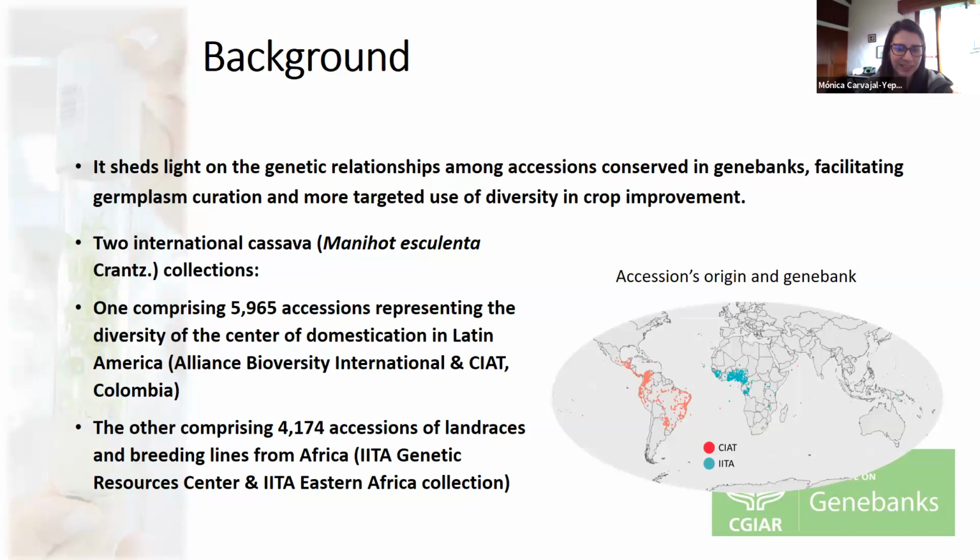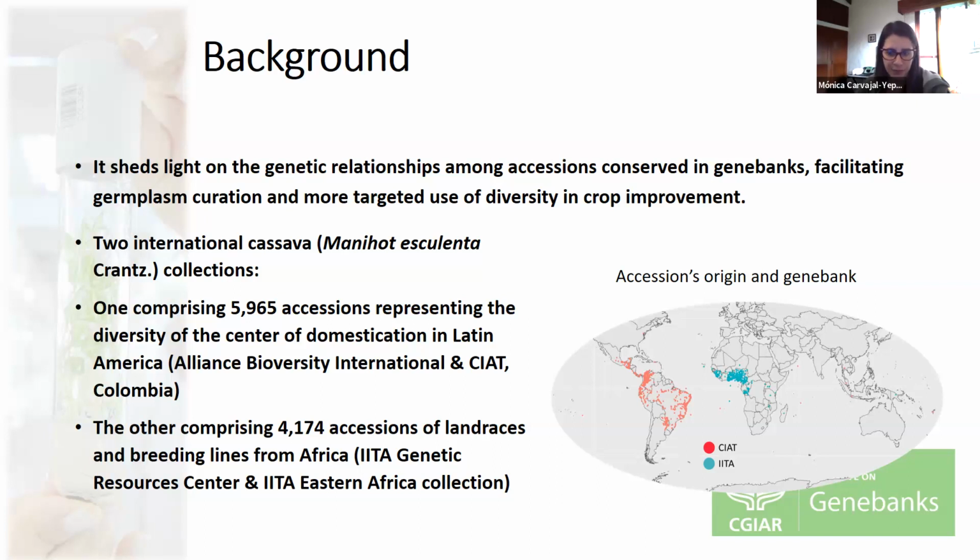I think Carolina and Marie-Noël have already explained that DSI helps us shed some light on the genetic relationships among the accessions that are conserved in the gene banks. And this is important because it facilitates germplasm curation and also enhances the use of diversity for crop improvement. Cassava is an important tropical root crop because its starchy roots are a major source of dietary energy for more than 500 million people in the tropics.